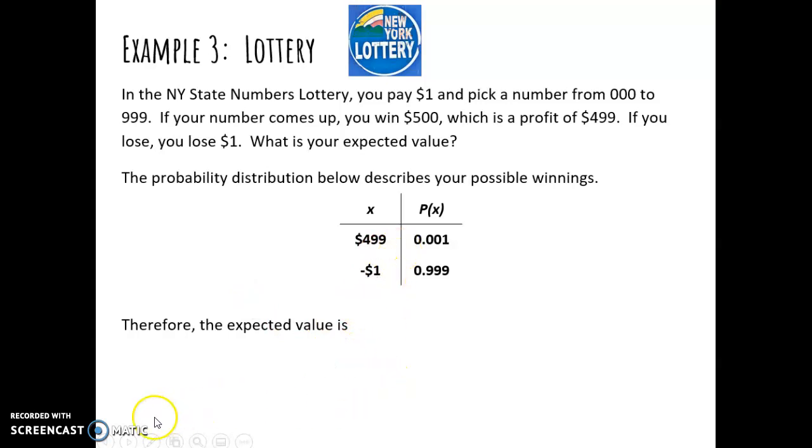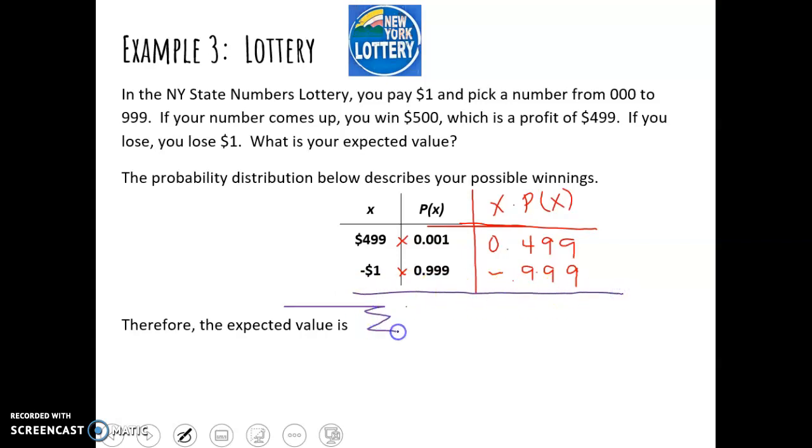So again, there are two ways to do this. One way is to multiply the x's times the p of x, and we get 0.499 and negative 0.999. So then when we add the x's times the p of x's, we get negative 0.5. So the expected value is actually a loss.